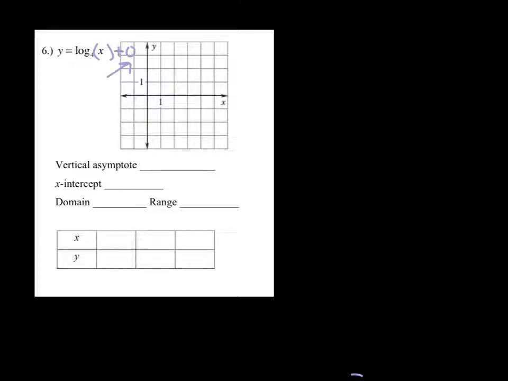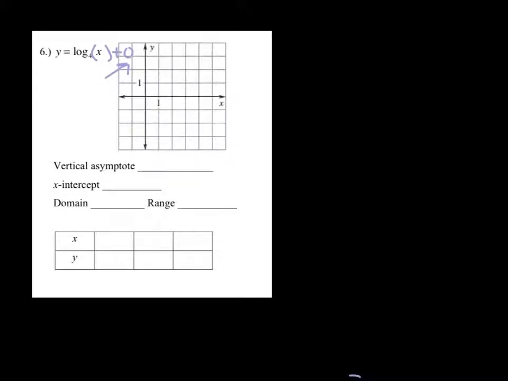So if we plug in 0 and 1, and then we'll plug in 2. So I like to always plug in at least the value that it is, one more point than that, and then maybe if you have room on your graph, one more. So if we plug in 0, so 0 equals log base 4 of x.